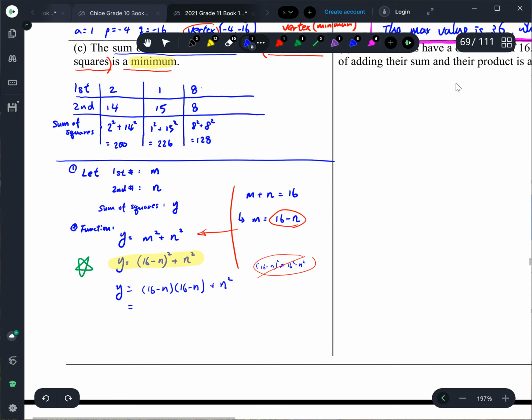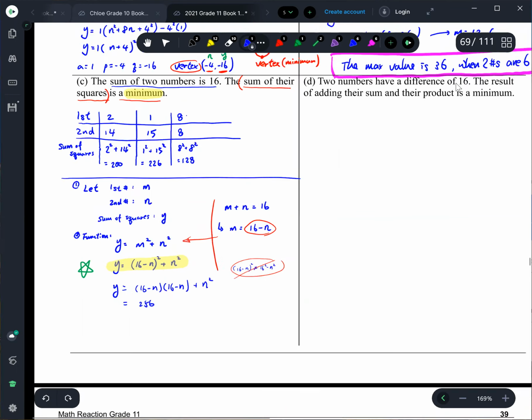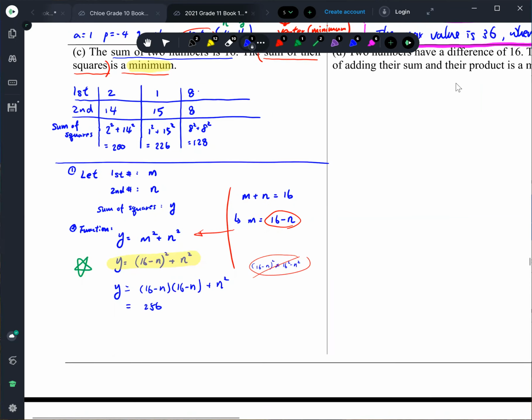And I do 256 minus 16n and minus 16n and minus n squared plus n squared. Okay, so this part, negative n times negative n, that should give you plus n squared, and then plus another n squared, right? Oh yeah. Okay, continue and then combine it.